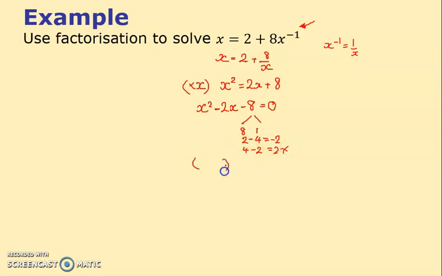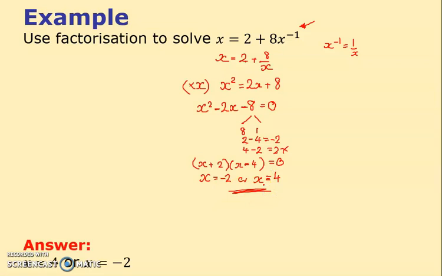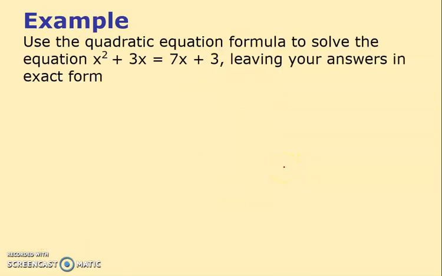So, brackets, put your x's in first. There's a minus at the end, so that tells you that there's one of each sign again. So put a plus and a minus, and I've got a plus 2, take away 4, equals 0. And therefore my answers are x equals minus 2, or x equals 4. 4 minus 2, perfect.